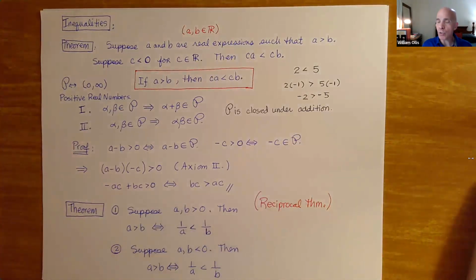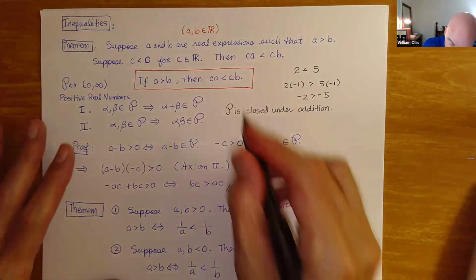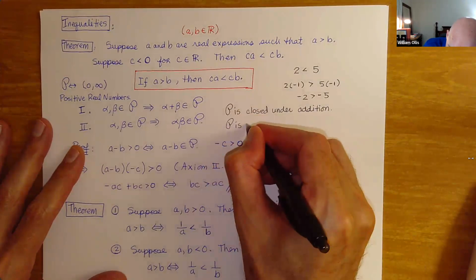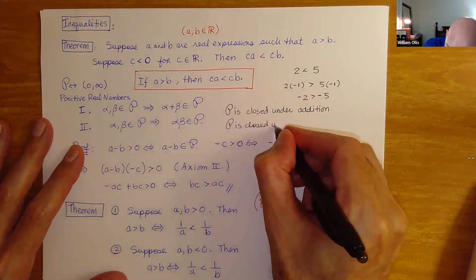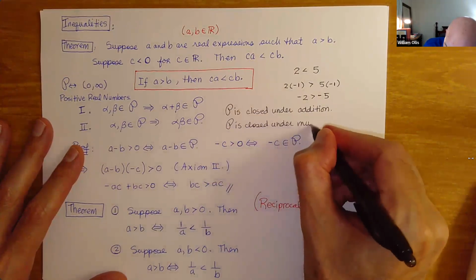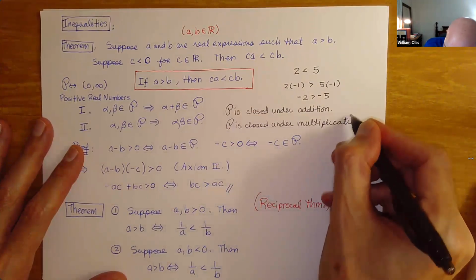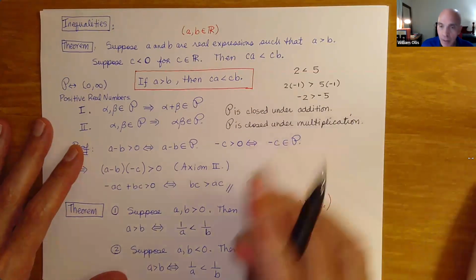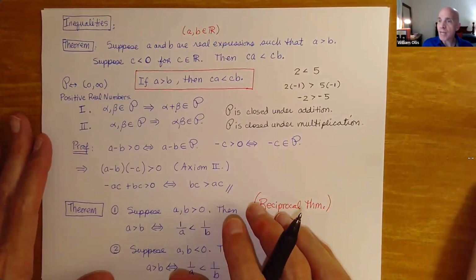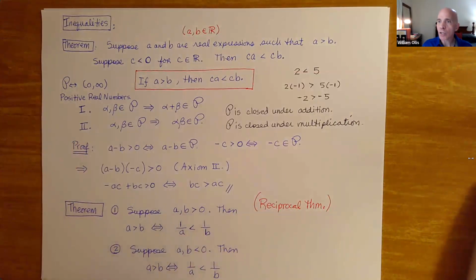So that's why we say it's closed. That operation will not take you beyond the positive real numbers. You stay within the positive real numbers. And then we say P is closed under the second operation here, which is multiplication. So many times properties of sets have to do with closure under certain operations. And so that's why we think of these axioms as basically closure axioms.